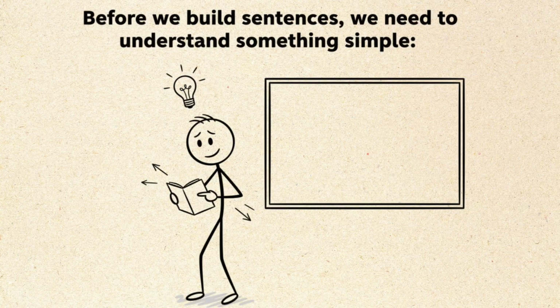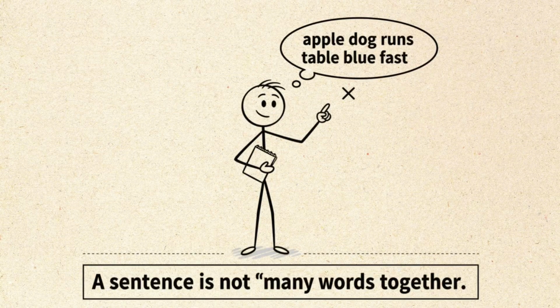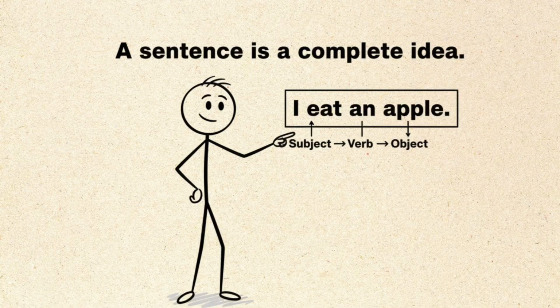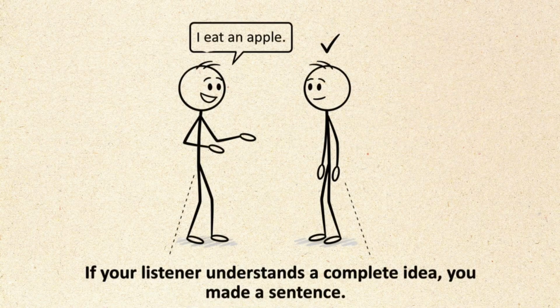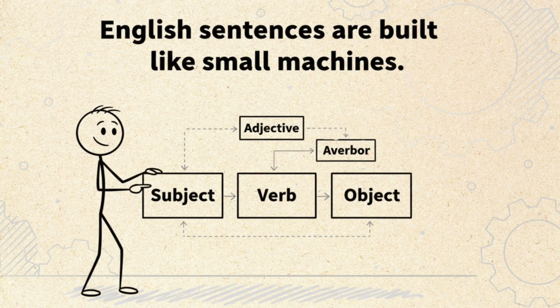Before we build sentences, we need to understand something simple. What is a sentence? A sentence is not many words together. A sentence is a complete idea. That's it. If your listener understands a complete idea, you made a sentence. For example, I'm tired. That is a complete idea. She works. Complete idea. They are studying. Complete idea. English sentences are built like small machines.